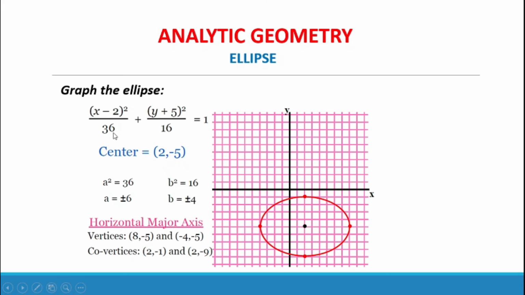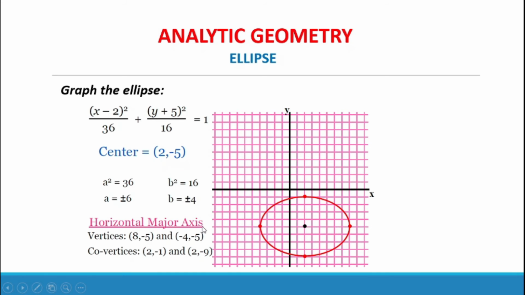The value of the denominator for x squared is 36, and the value of the denominator for y squared is 16, and the larger denominator is at x squared, that's 36. Therefore, the major axis is the x-axis, and this will be a squared. So a squared equals 36, and b squared is 16. The square root of 36 is equal to a, which is plus or minus 6, and the square root of 16 for b is plus or minus 4.